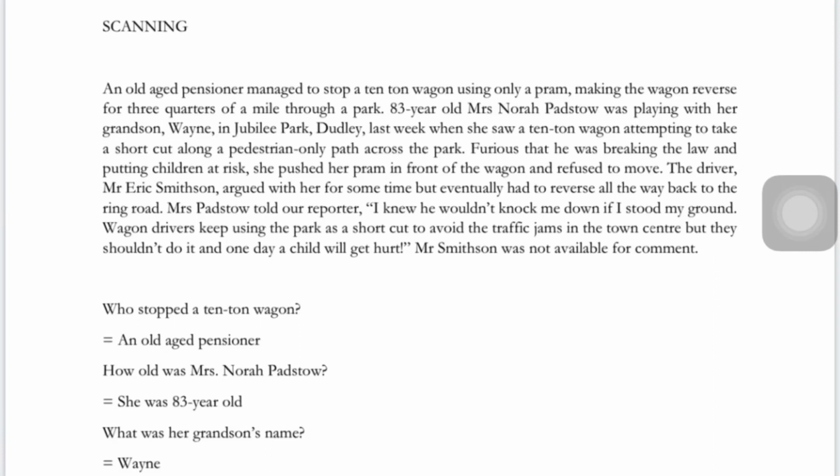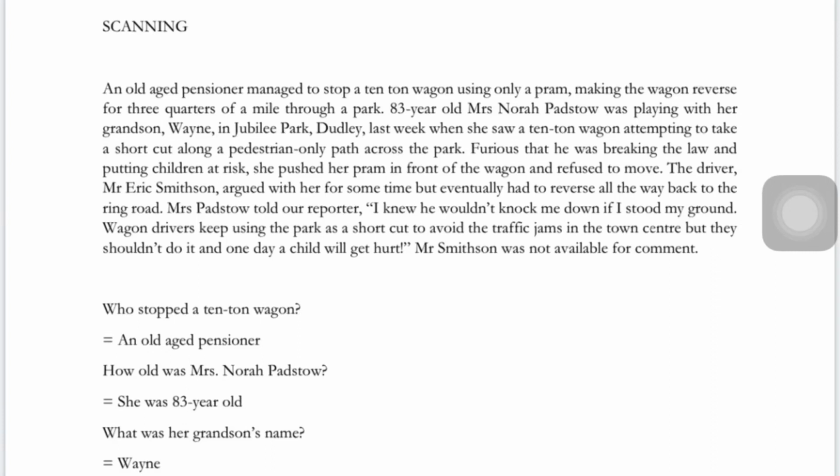The driver, Mr. Eric Smithson, argued with her for some time, but eventually had to reverse all the way back to the ring road. Mrs. Petstow told our reporter that, "I knew he wouldn't knock me if I stood my ground. Wagon drivers keep using the park as a shortcut to avoid the traffic jam in the town center, but they shouldn't do it, and one day a child will get hurt." Mr. Smithson was not available for comment.